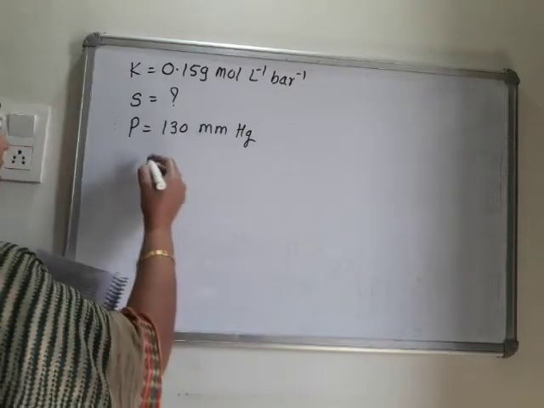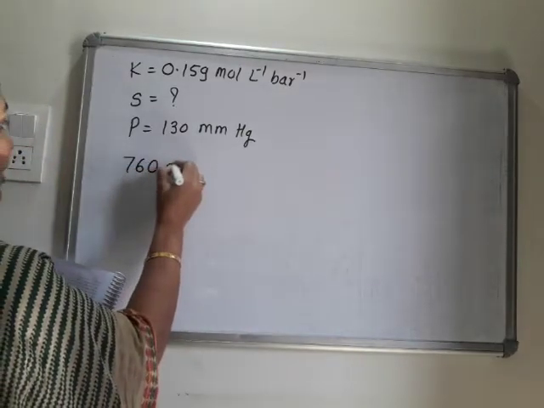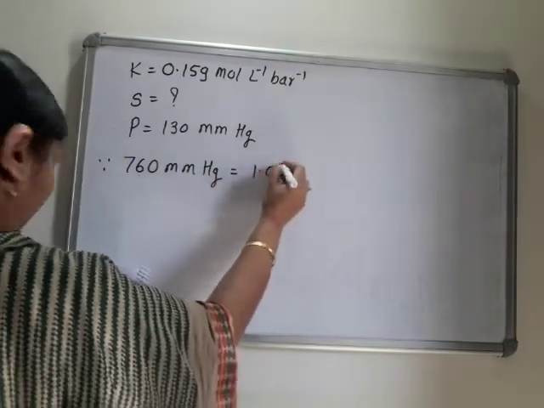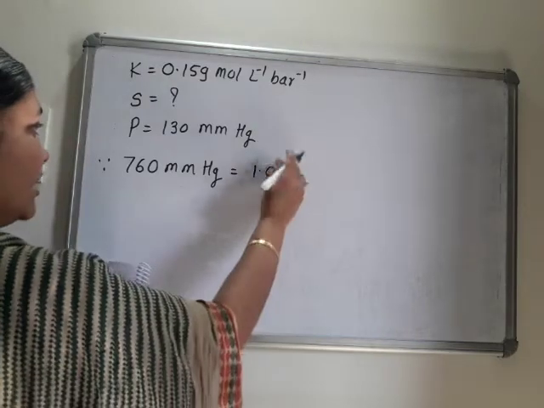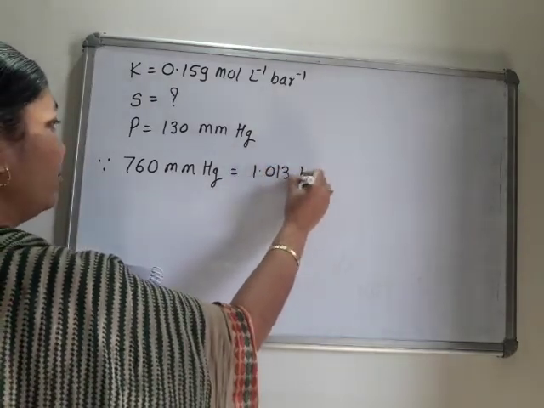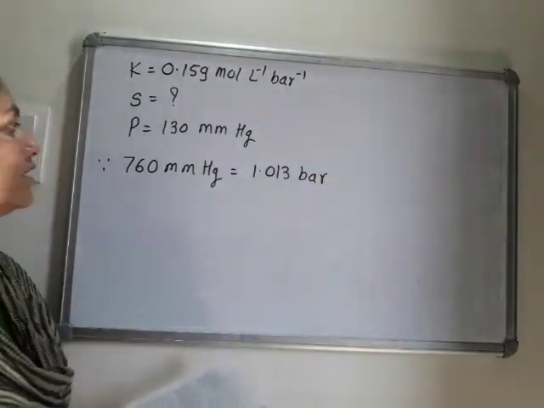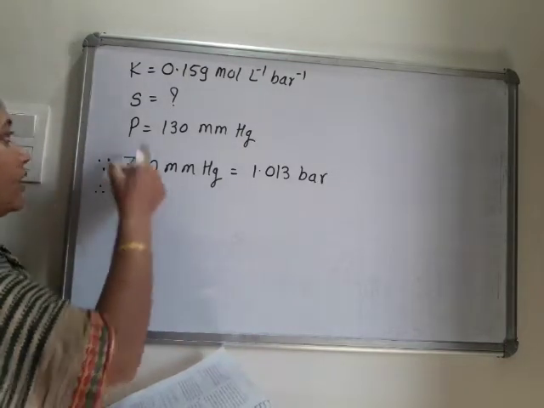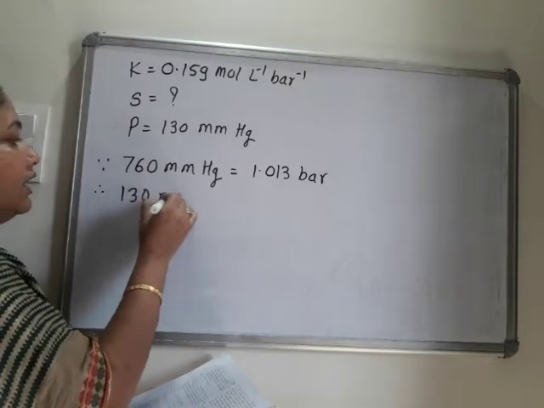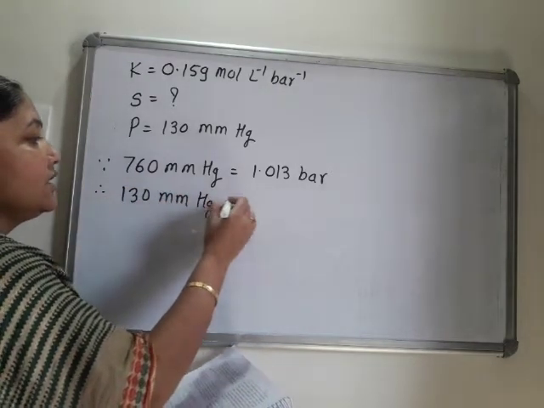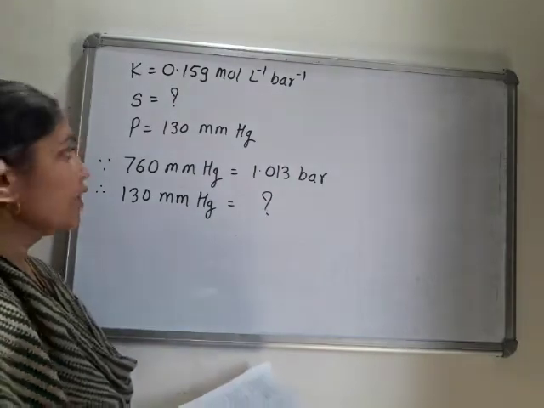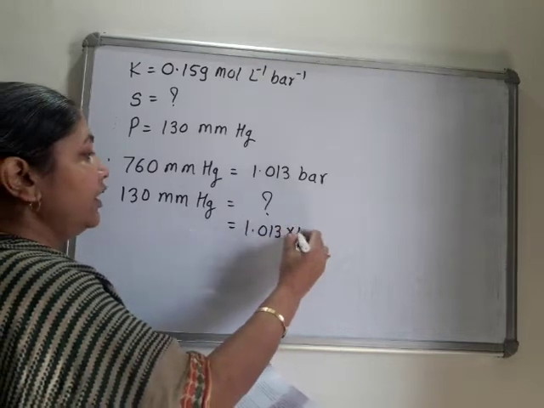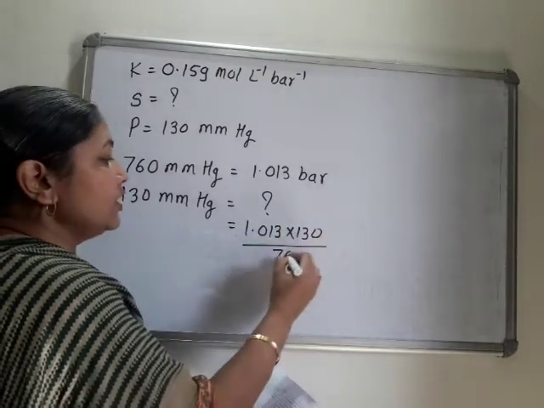What is the relation? 760 mmHg is equal to 1.013 bar. This is standard. Now what is the pressure given? 130 mmHg. So that is equal to how many bar? We'll get the pressure in bar, so that is 1.013 into 130 upon 760.